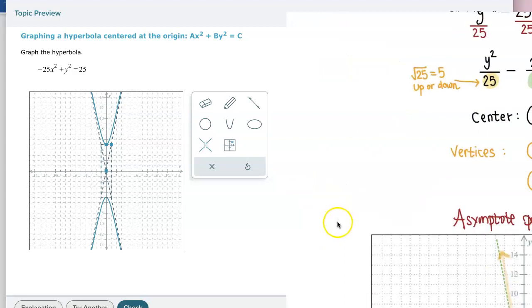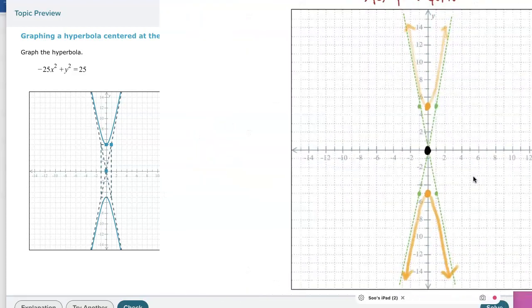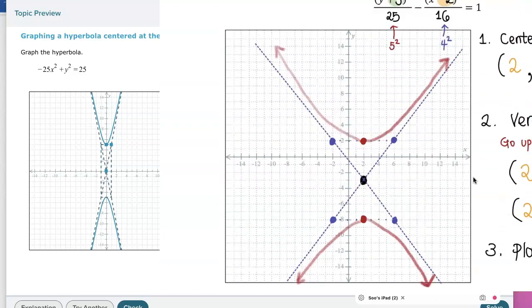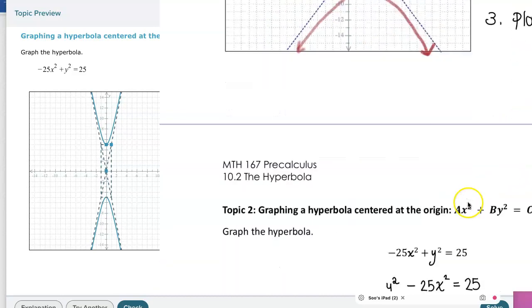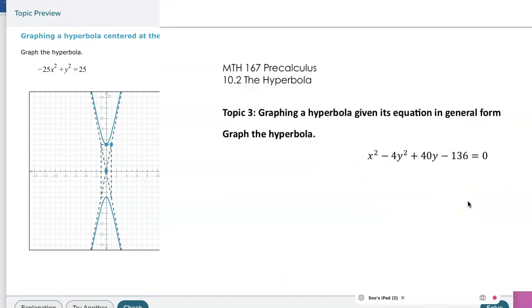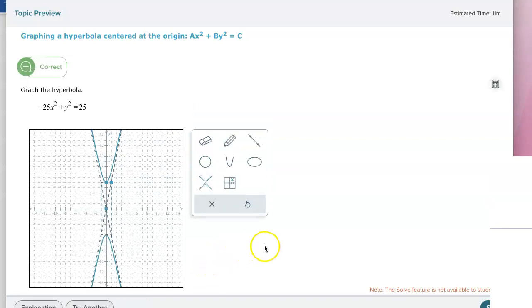Now that looks like a very skinny vertical hyperbola. I have that too. Now the two examples that I showed you so far are both vertical. I do want to show you a horizontal hyperbola soon. Maybe the next one, okay? So that's it for this topic number 2, where you had to do a little bit of rewriting to graph a hyperbola.